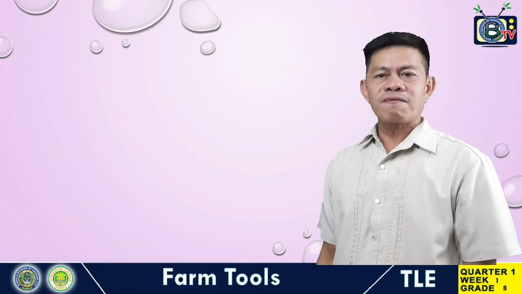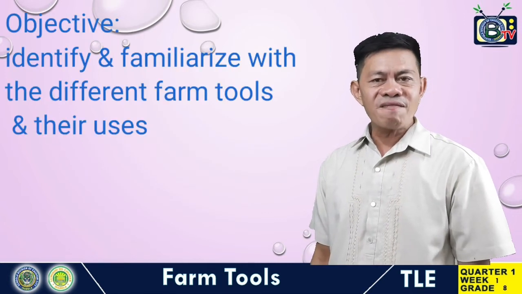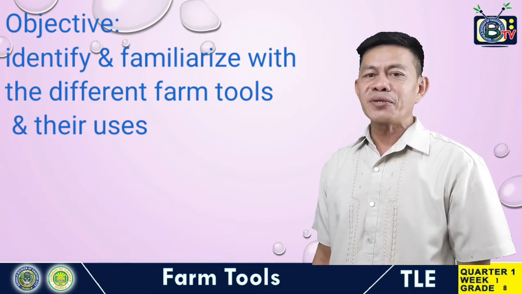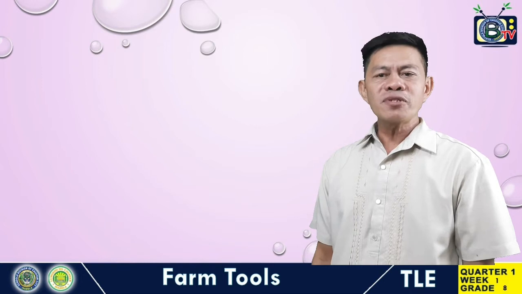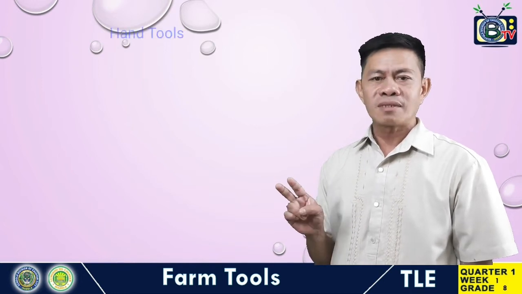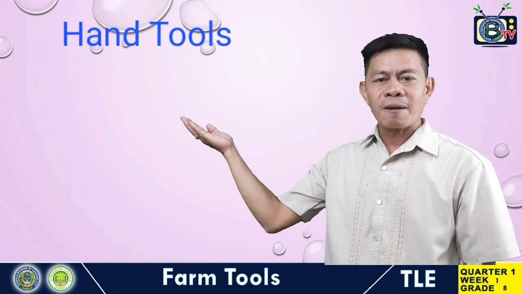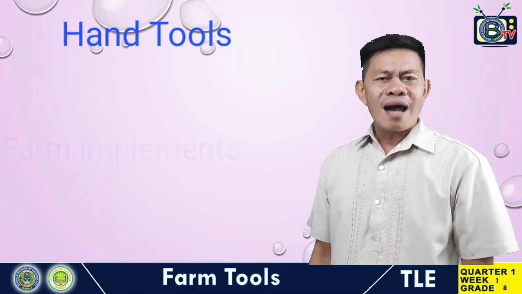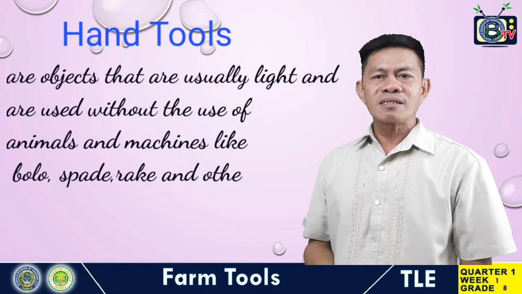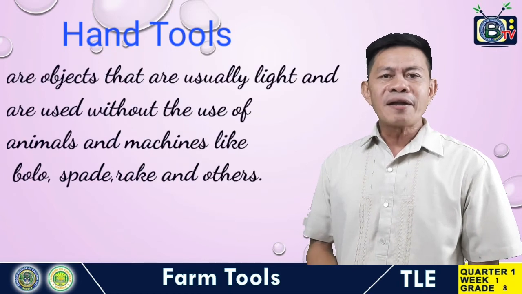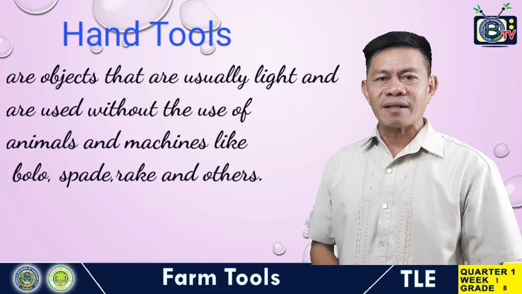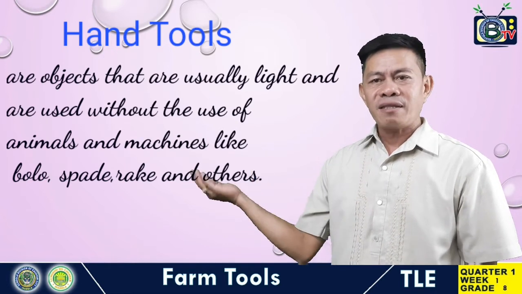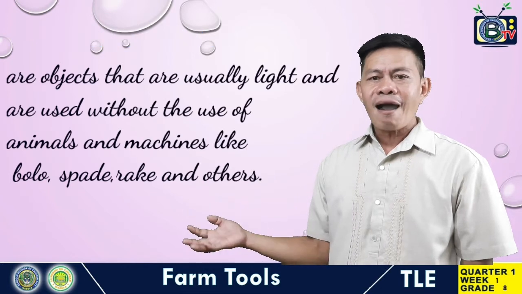Our objective for this lesson is to identify and familiarize with the different farm tools and their uses. Farm tools are grouped into two: hand tools and farm implements. Let's define hand tools. Hand tools are objects that are usually light and are used without the help of animals and machines, just like bolo, spade, rake, and others.